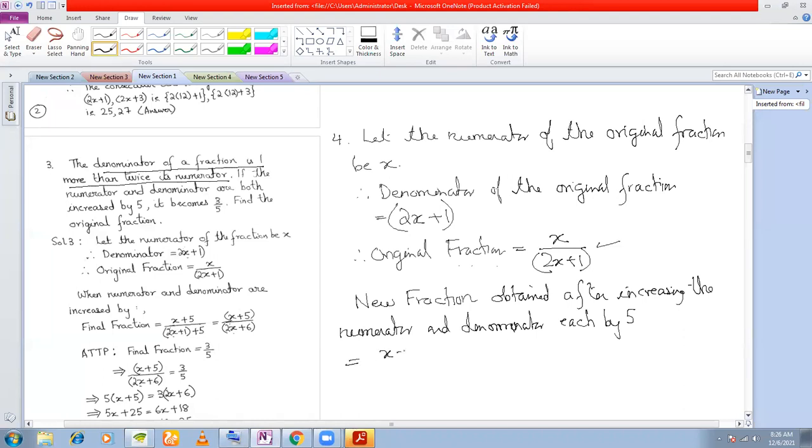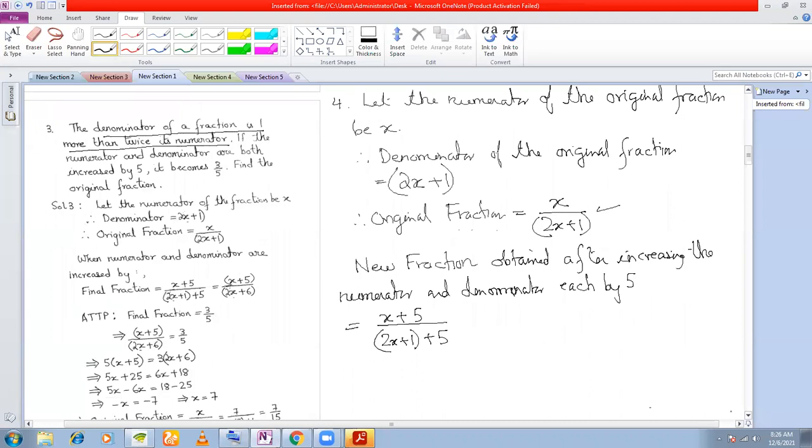if I increase the numerator by 5 and if I increase the denominator by 5, right? This is the new fraction that I get. So let's simplify. x plus 5 by 2x plus 1 plus 5.